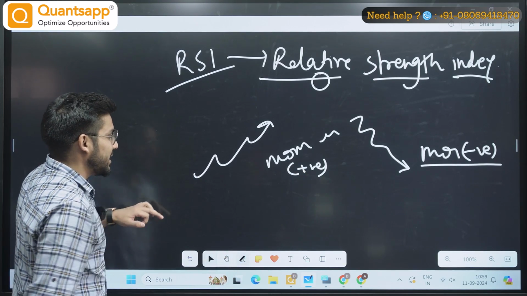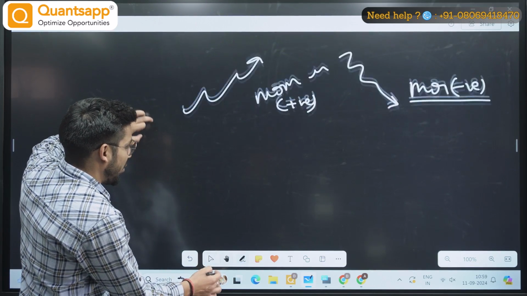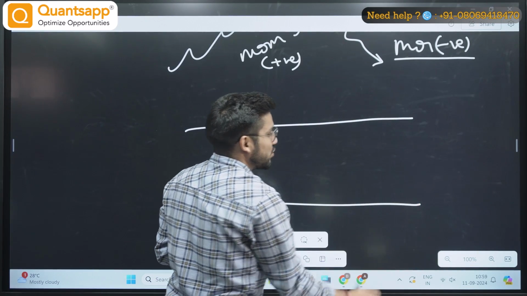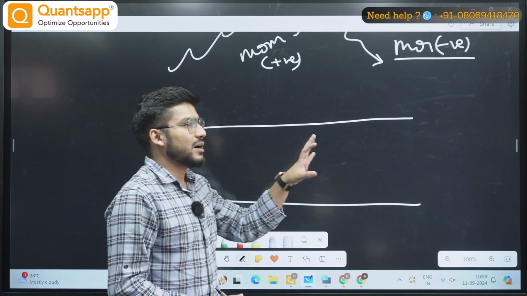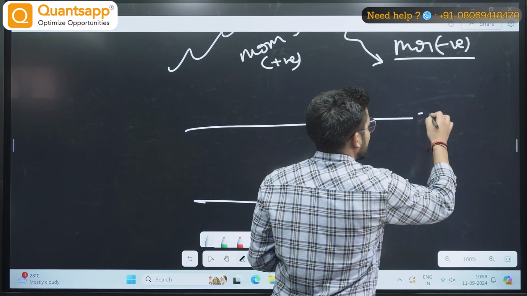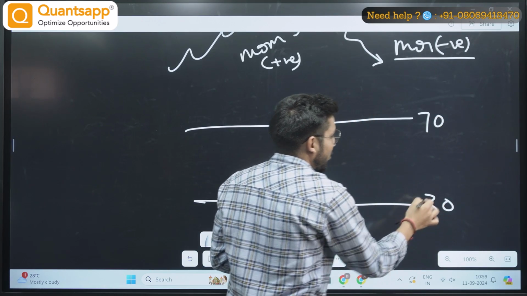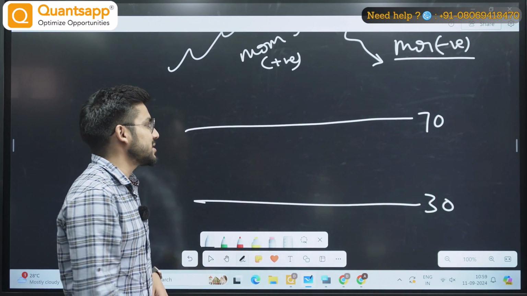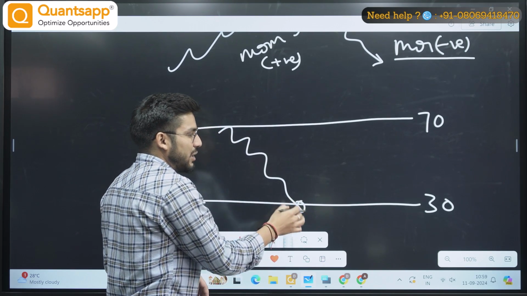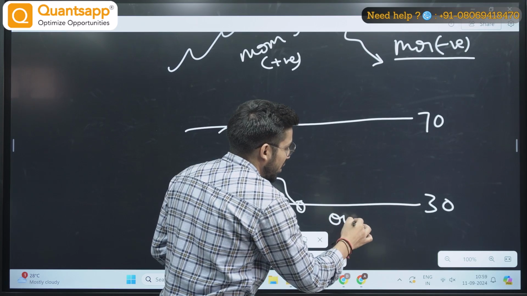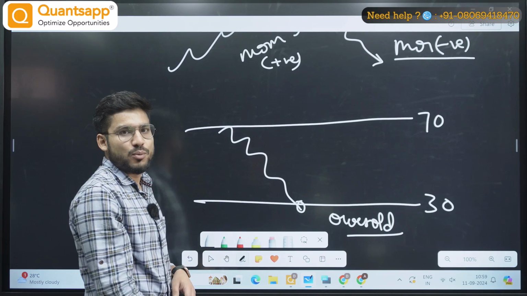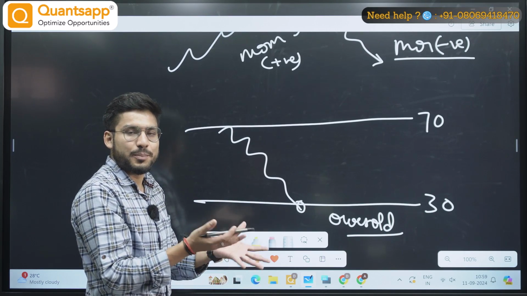Now let me tell you how RSI looks like. RSI looks like this. There are two levels here, 70 and 30. What the theory tells us is that if the RSI falls near or below 30, it means the market is oversold. At that time you have to go with buying. There will be a bullish movement in the market because the market is oversold, the premiums are low.